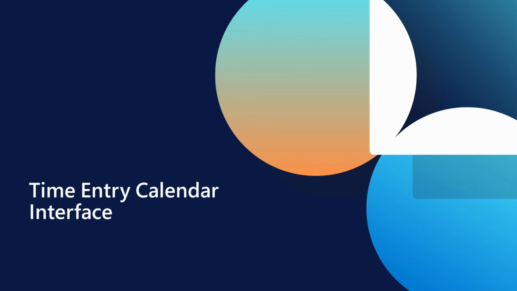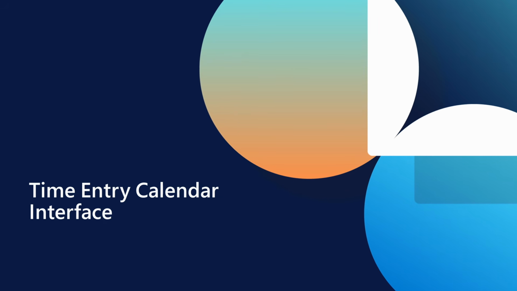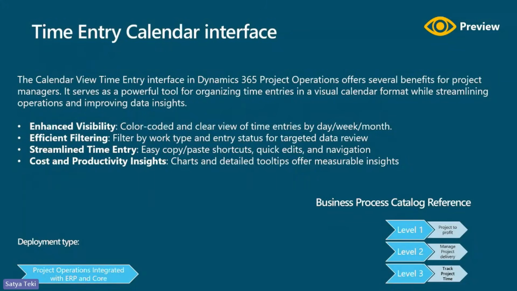Okay, let's go to the next topic, which is time entry calendar interface. Traditionally, entering time was done in a grid format, which worked but wasn't the most user-friendly. With this release, we now have a calendar-based view. This allows users to quickly see their work across days and weeks and enter time the way they naturally think about it. The flexibility of daily, weekly, or monthly views makes it easier to plan, track, and validate time. Entries are color-coded, so draft ones will be in yellow, submitted ones in blue, and approved ones in green. So status is clear at a glance.